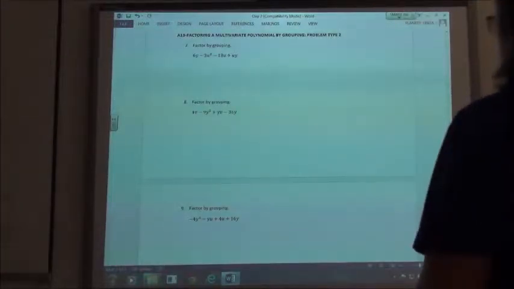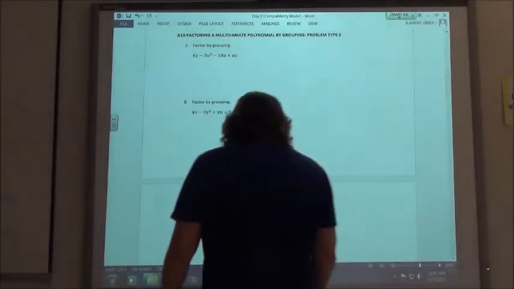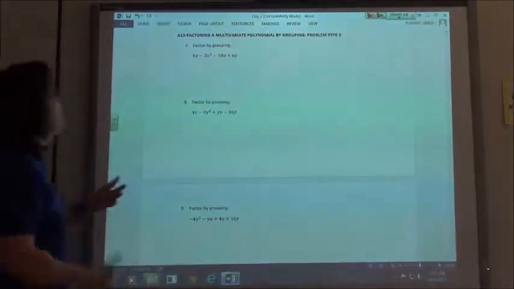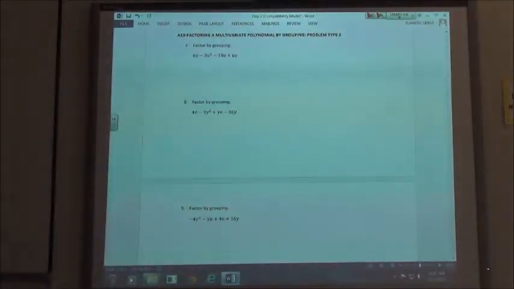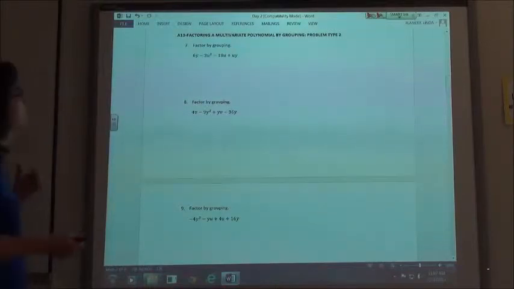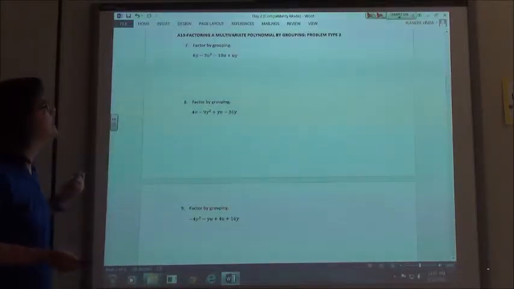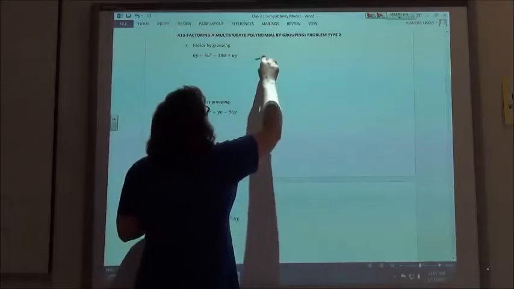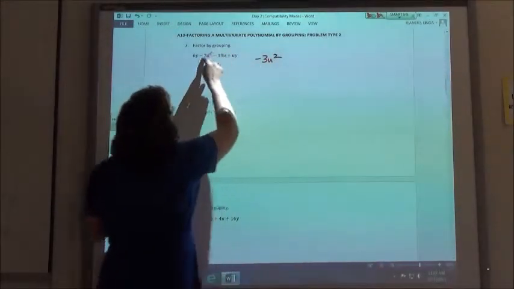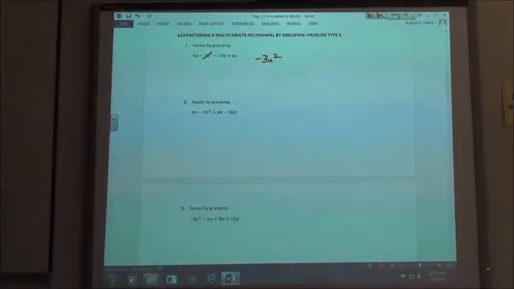The next three, 7, 8, and 9, are factoring by grouping. When I factor by grouping, I can leave it in the same order, or I might want to rearrange it. I personally like to put it in descending order, so I like to start with the one with the highest exponent. In this case, I'm going to do the negative 3u squared, and I'm going to group it with the one that I think has the most in common with it.